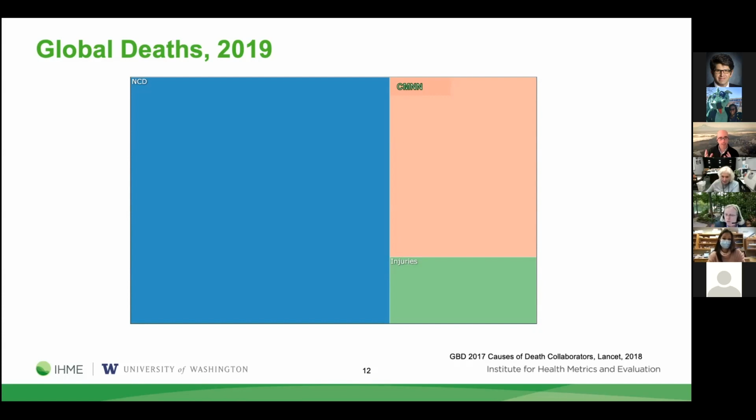So this is our best attempt, for our most recently published results in 2019, to try and estimate the number and then the relative proportion of deaths. So you can see that non-communicable diseases are contributing the majority of deaths globally.